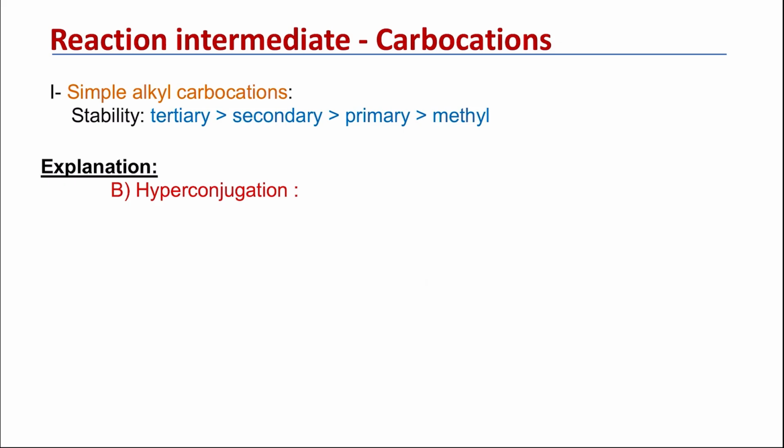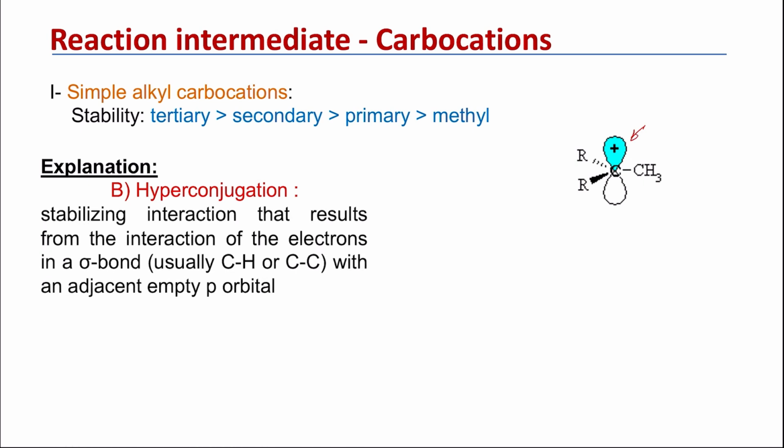The second explanation for that stability is hyperconjugation. Remember, we talked about how the carbocation changes its hybridization from sp3 to sp2 when it's formed, and it will have a vacant p orbital. This vacant p orbital can contribute to the stability of the carbocation through hyperconjugation. Hyperconjugation is the stabilizing interaction that results from the interaction of the electrons in a sigma bond, usually carbon-carbon or carbon-hydrogen, with an adjacent empty p orbital.